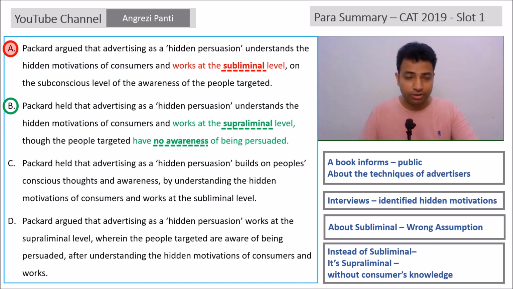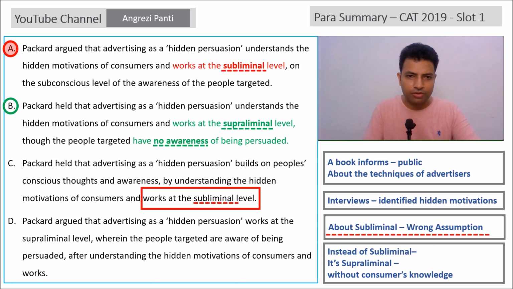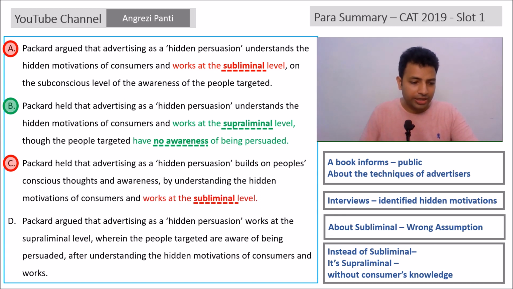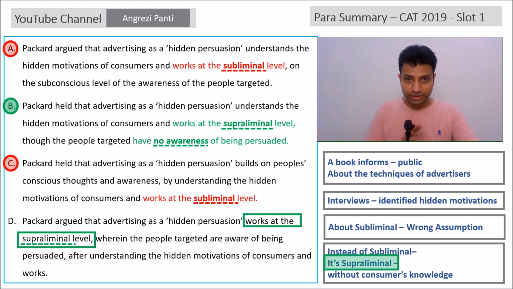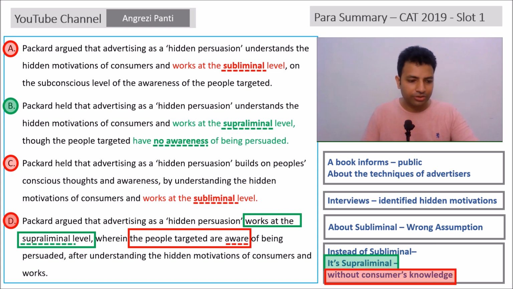Okay, let's check out the third option, C. Charlie. Packard held that advertising as hidden persuasion. Okay. But even this option has got that it works at the subliminal level. Clearly incorrect. Let's go to the last option. Packard argued that advertising as a hidden persuasion works at the supraliminal level, which is correct so far, wherein the people targeted are aware of being persuaded. Are they aware of? No, it's done without their knowledge. So clearly D, delta, is also wrong, and the right choice, the right answer, the right summary is B.